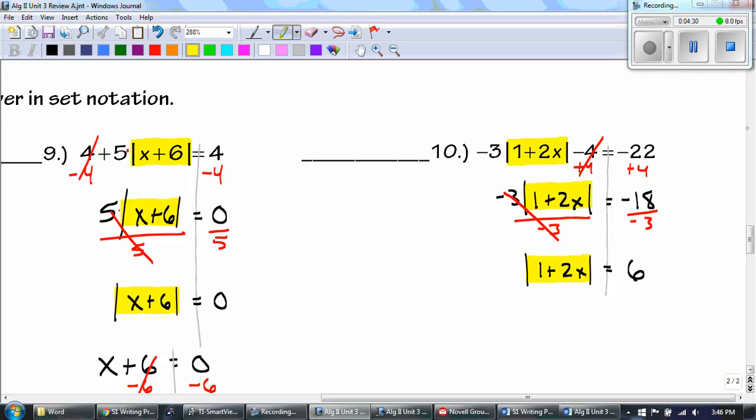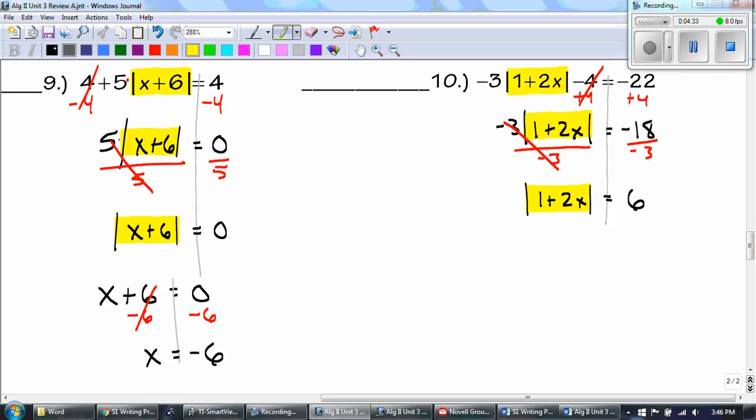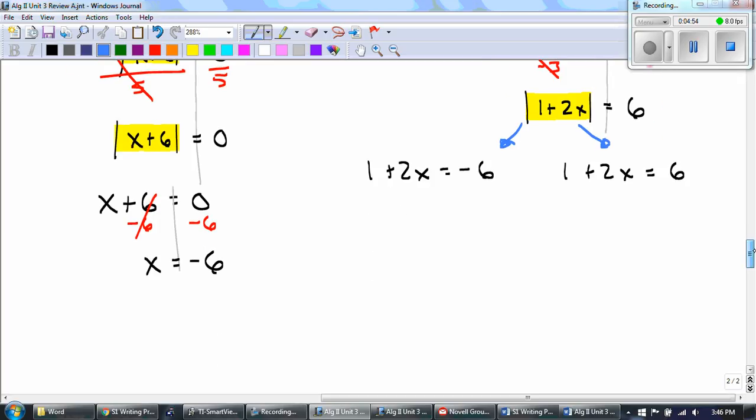So the absolute value is by itself, it equals a positive, so that means there are two solutions. I set 1 plus 2x equal to negative 6, and 1 plus 2x equal to positive 6. Okay, so I had to break it down to two answers. Okay, and then I solve. And the nice thing about solving it, you're doing the same thing. I subtract 1 to both sides over here. Hey, guess what? I'm going to subtract 1 to both sides over there as well. You just have to be careful because your answers are going to be different.